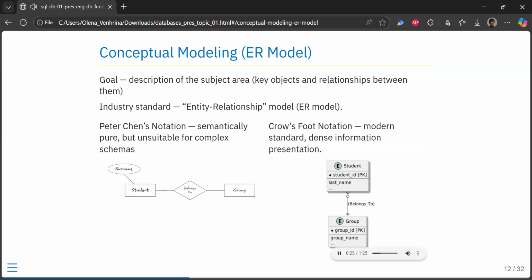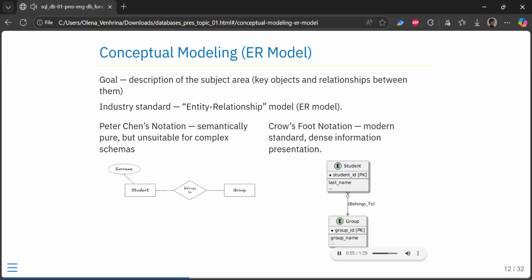The industry standard for this is the ER model, entity relationship. It is, in essence, a graphical language. Historically, the first was Peter Chen's notation. You see an example of it. It is very pure academically. Rectangles for entities, diamonds for relationships, and each individual attribute is a separate oval. This looks logical, but imagine a real system with dozens of entities and hundreds of attributes. This schema would turn into chaos with thousands of ovals.